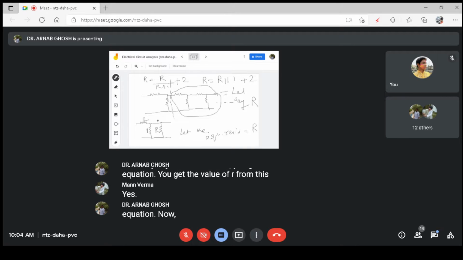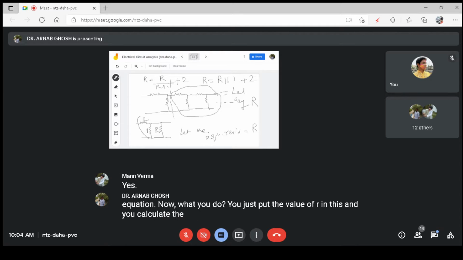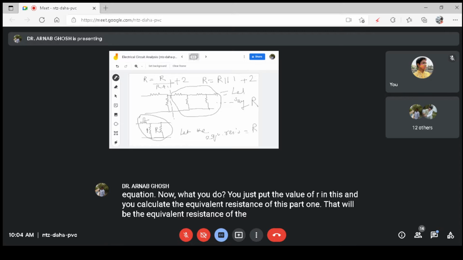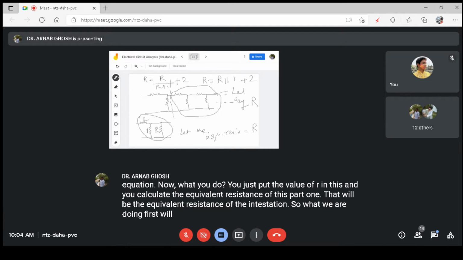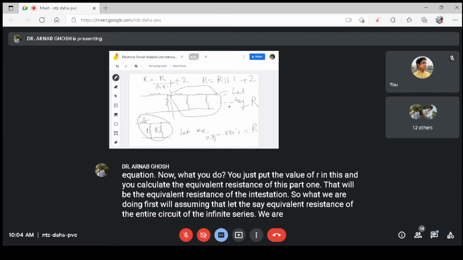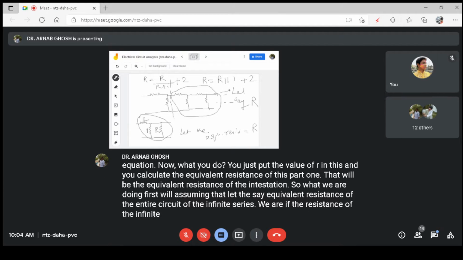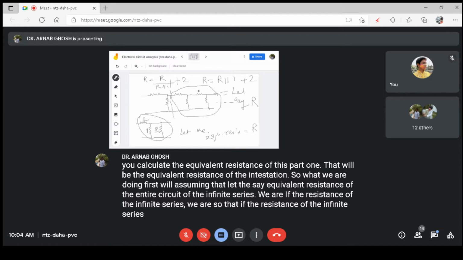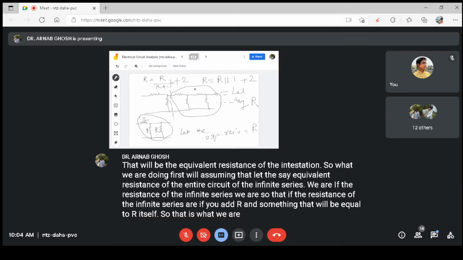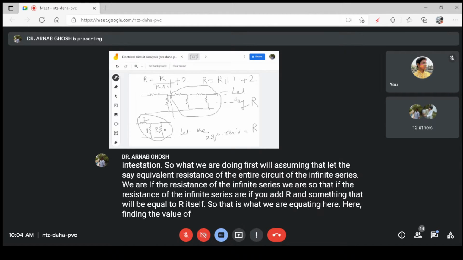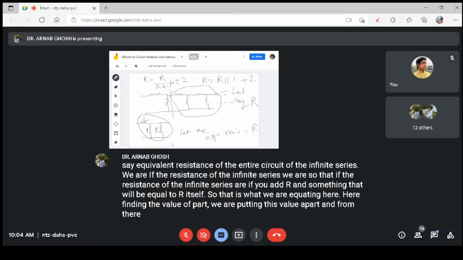Now what you do, you just put and you calculate the equivalent resistance of this part only. That will be the equivalent resistance of the entire circuit. So what we are doing, first we are assuming that let the resistance of the infinite series be R. If you add R to R itself, that is what we are equating here. We are finding the value of R, we are putting this value of R, and from there we are getting the value of the equivalent.